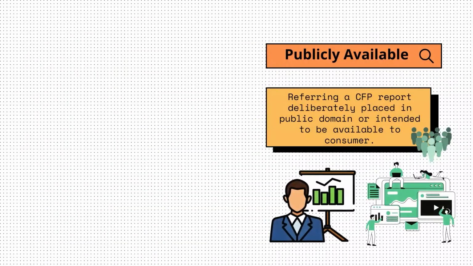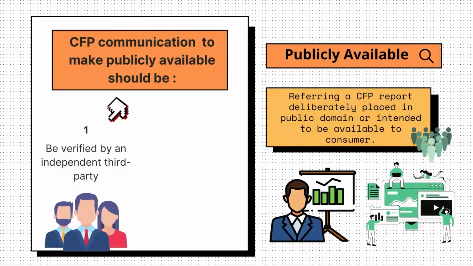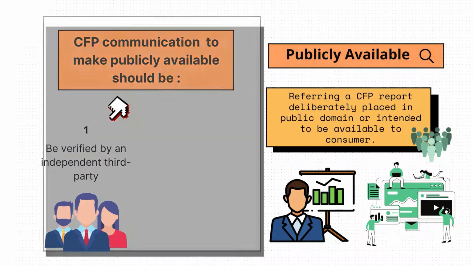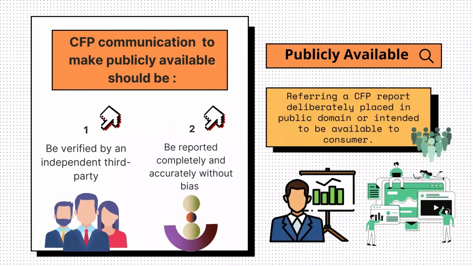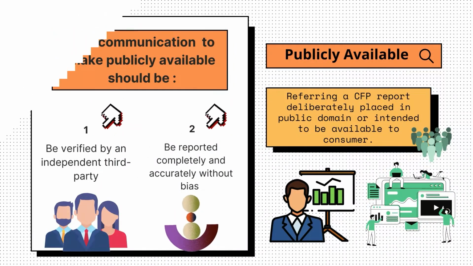Next, we will discuss the criteria if we want to make CFP communication publicly available. Publicly available refers to a CFP report deliberately placed in the public domain or intended to be available to consumers. CFP communication to be made publicly available should, first, be verified by an independent third party. Second, be reported completely and accurately without bias.